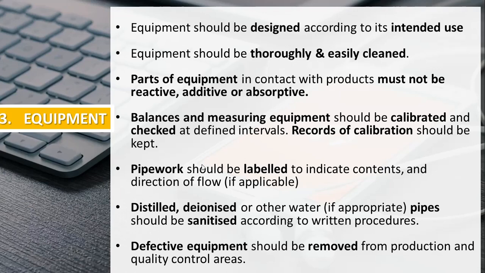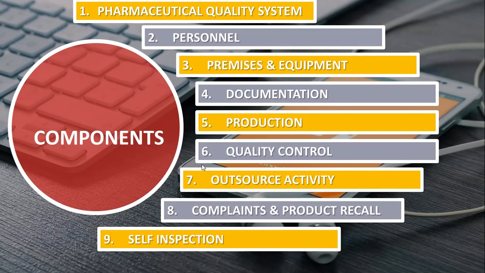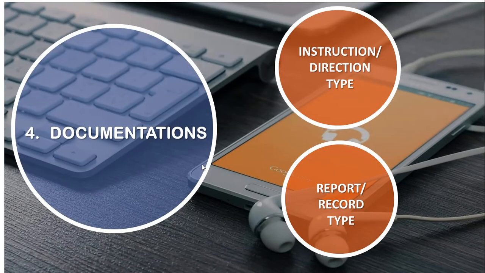The fourth component is the documentation. There are two types of documentation in the GMP. These are the instruction or direction type and the reports or records.